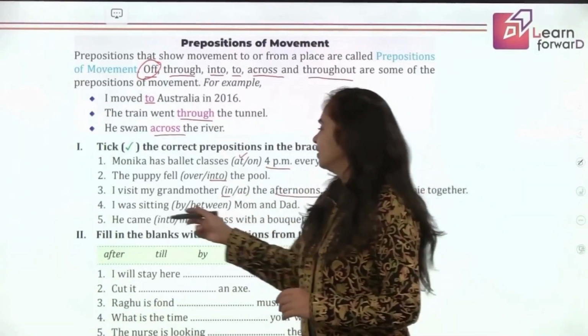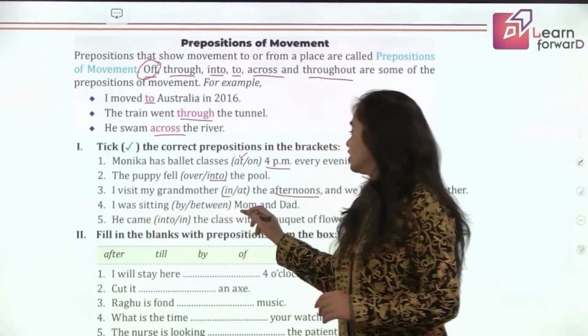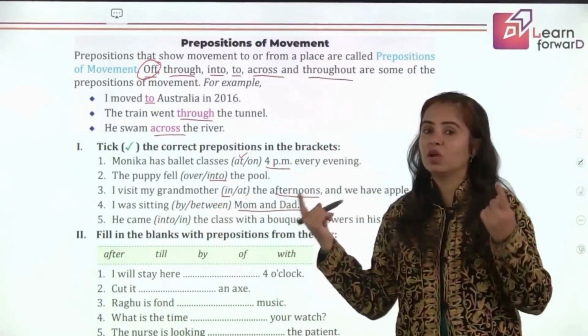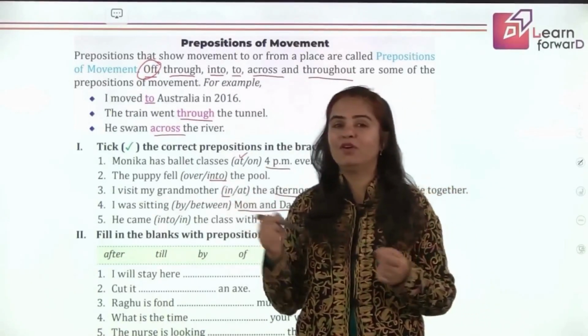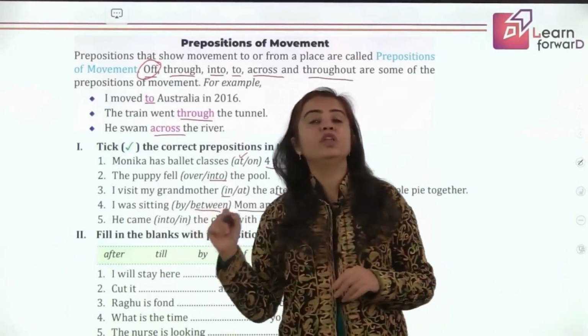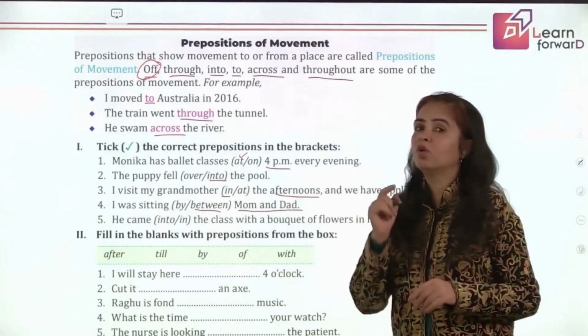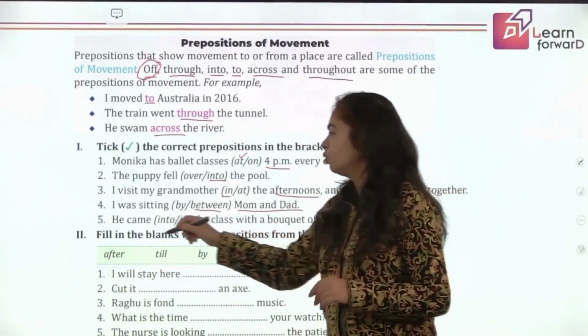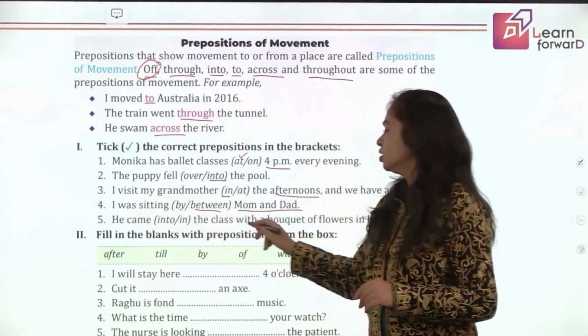Brilliant answer. Next, I was sitting dash. Okay, when we are talking about two people on either side, what do we use? Good, between. So this is how when you reason out, you remember what prepositions you have done and how to use them. He came dash the class.